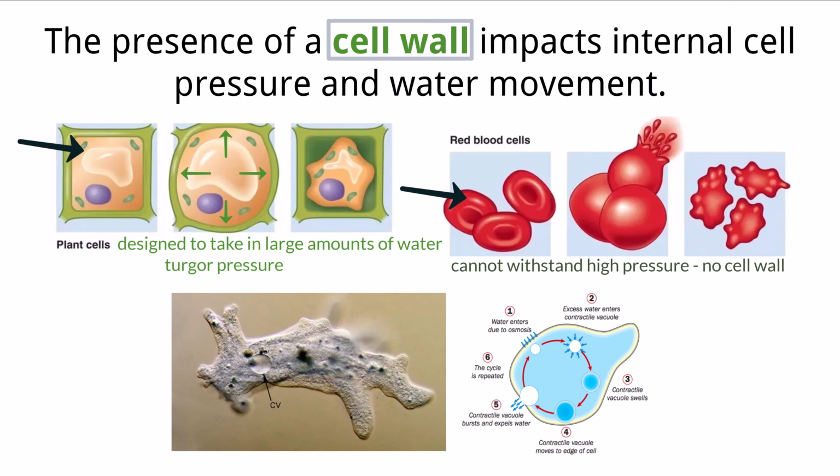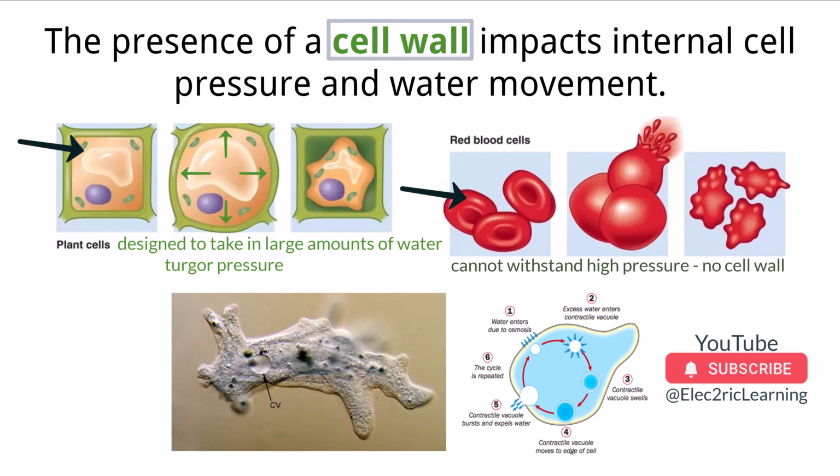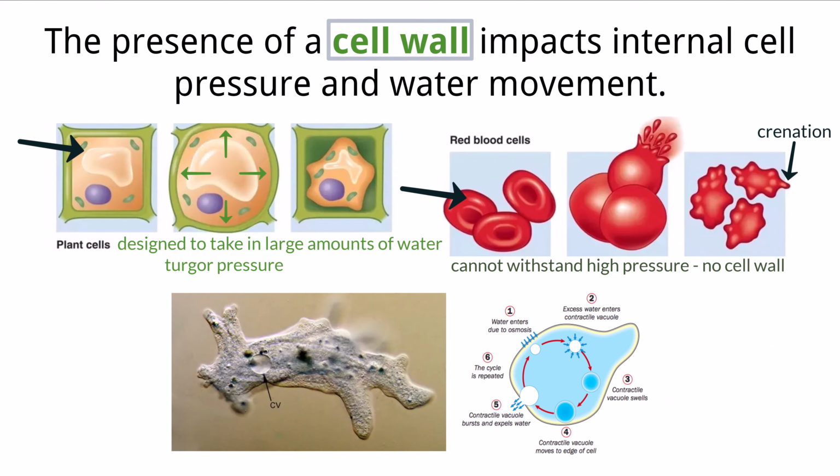If plant or animal cells are placed into extremely hypertonic solutions, water will be forced out, which will result in shrinking and crenation, which is when abnormal notches on the surface of cells form due to water loss, like we can see in this red blood cell.